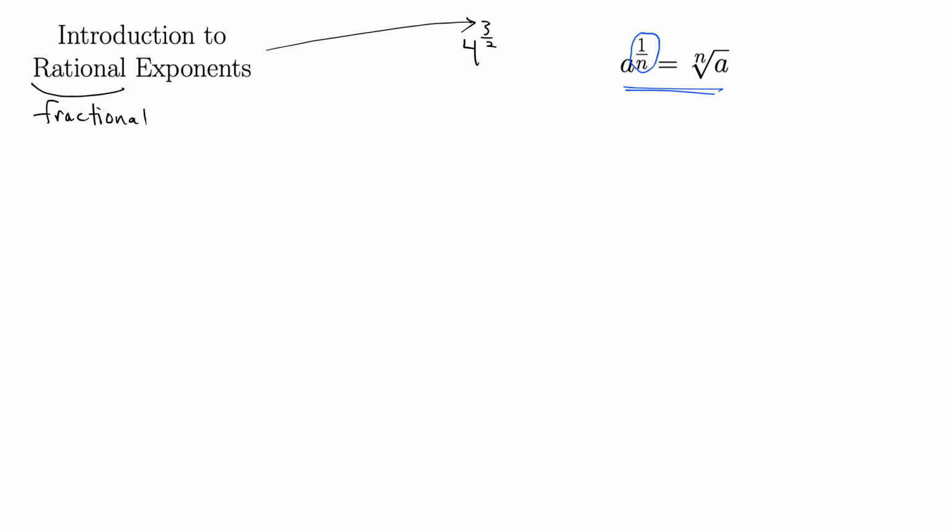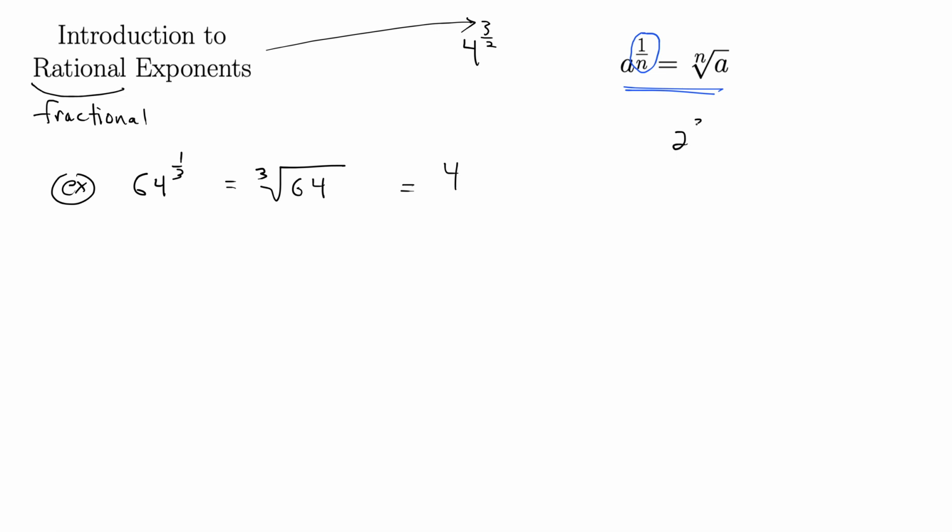So let's look at a couple of examples. For instance, we may have 64 to the power of 1/3. Well, just while we're still getting used to this, let's rewrite it in radical form. This is the cube root of 64, right? Because 1/3 is the cube root. What's the cube root of 64? Well, it's 4.